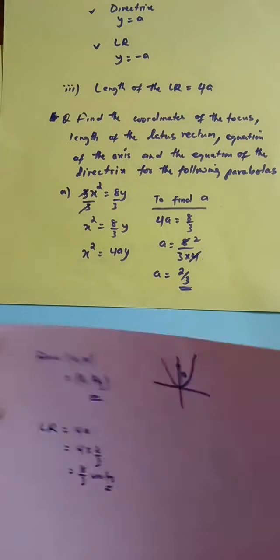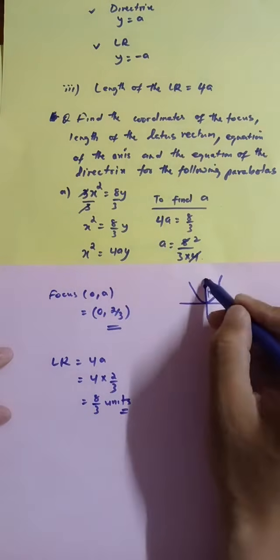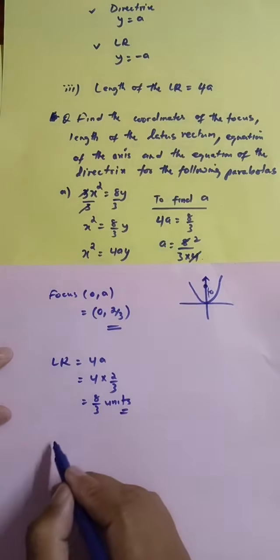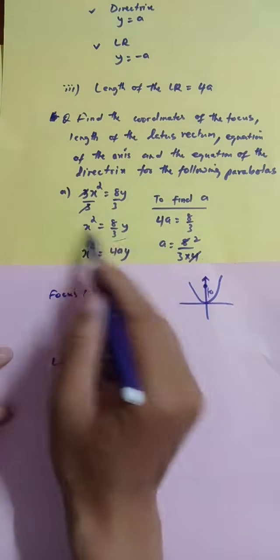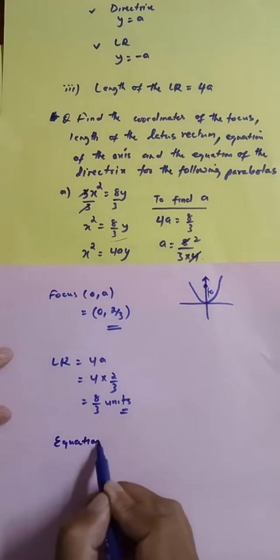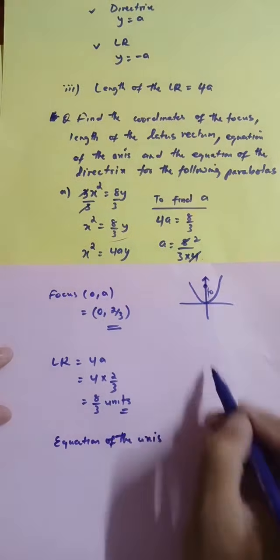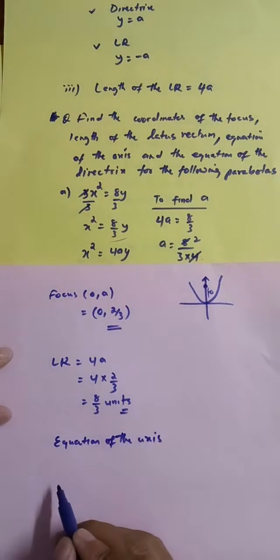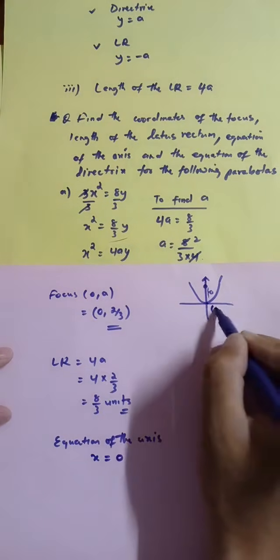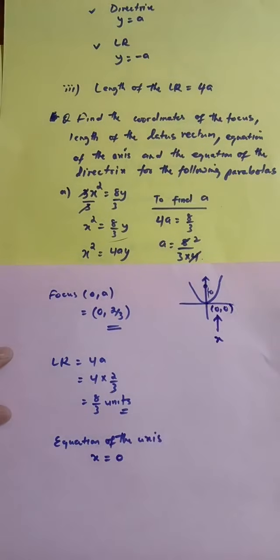The next thing is the equation of the axis. This is my axis now. Since this is passing through the origin, the axis is vertical, so x equal to the x coordinate of the vertex, which is 0. So this is my equation: x is equal to 0.